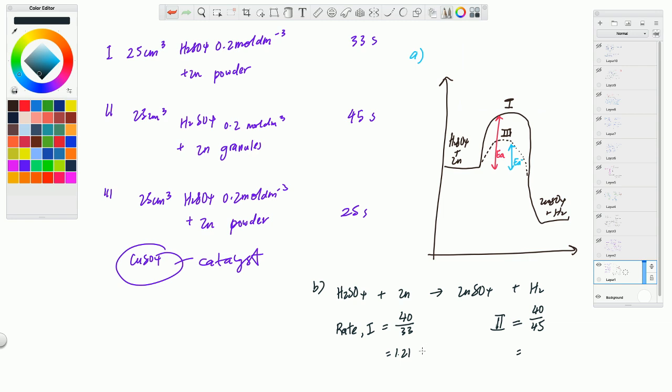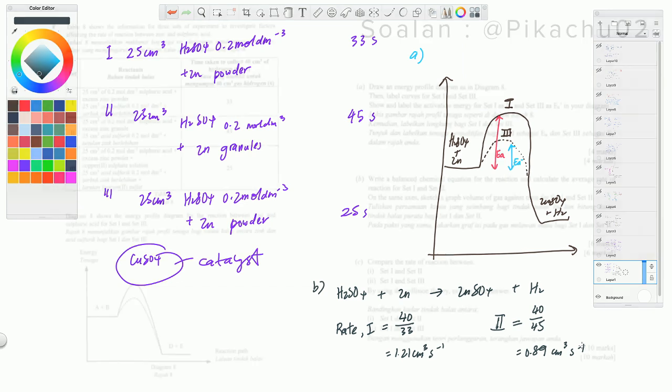So 1.21 centimeter cube per second. Please remember to write the unit. 40 over 45, 0.89 centimeter cube per second. So experiment 2 is slower. Okay, let me check again.